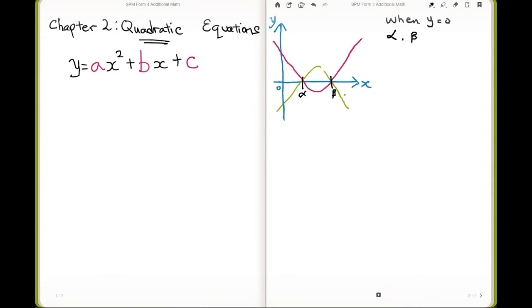Whether it's a U curve or N curve very much depends on the value of A. When your A is more than 0, the curve at the end points towards the positive y, going up. So A must be more than 0, and you get a U curve. Whereas when your A value is negative, maybe negative 1, therefore A is less than 0, it will be an N curve.